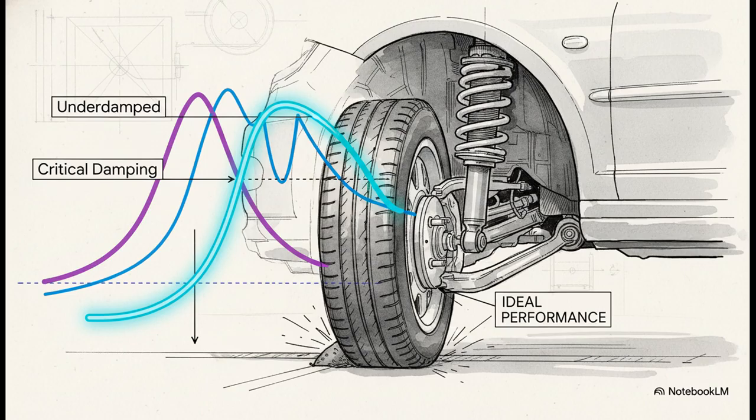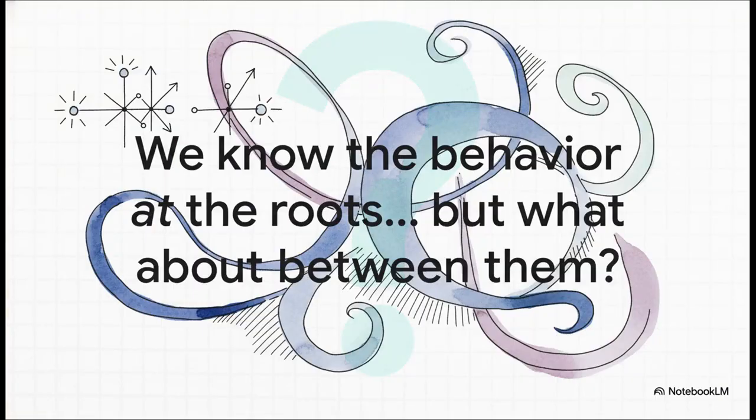And a repeated root, which is just a 0 with a multiplicity of 2 or more, represents something they call critical damping. That is the absolute sweet spot where the suspension absorbs a bump perfectly without bouncing up and down forever. So that bounce we see on the graph, it's directly connected to controlling the bounce you feel in your car.